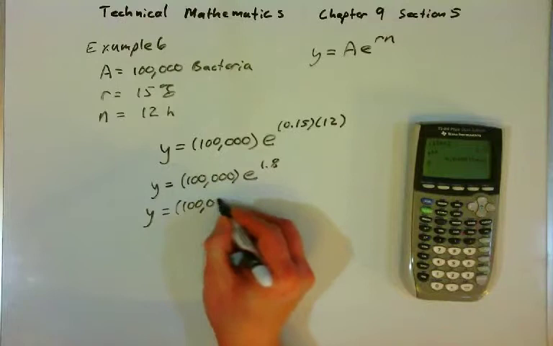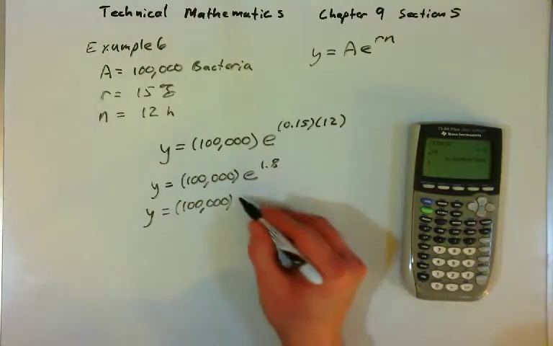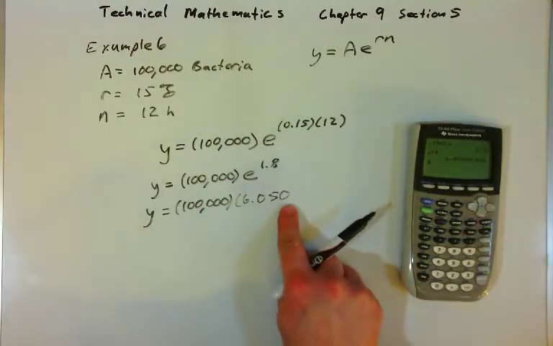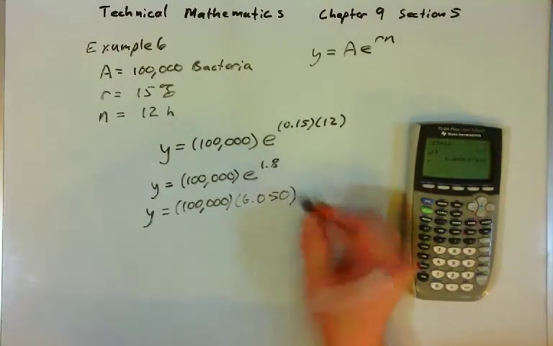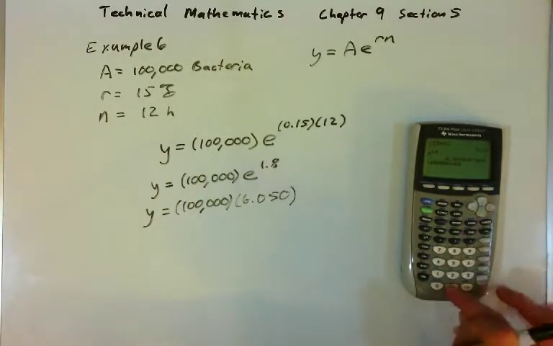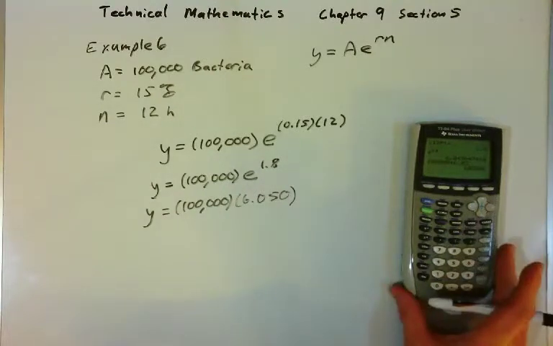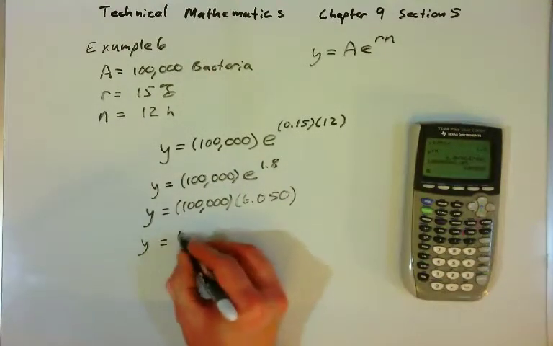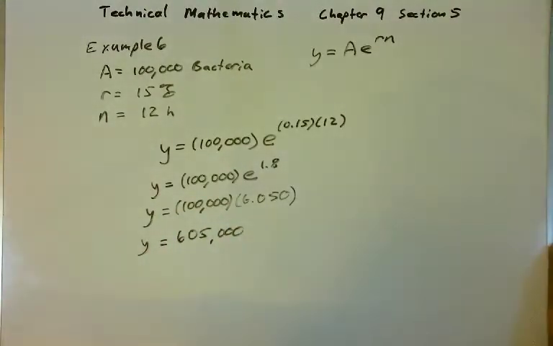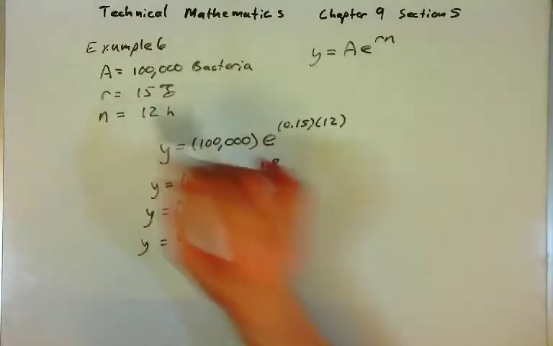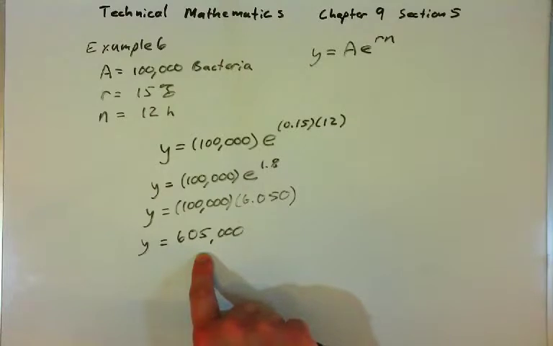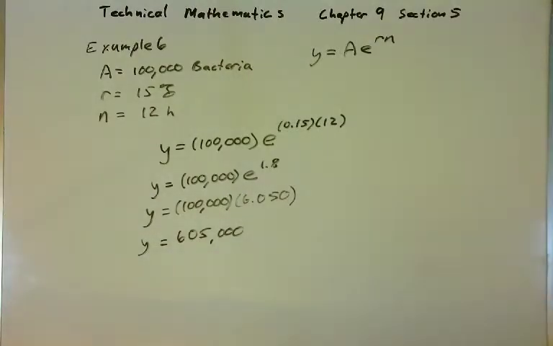So it's going to be 100,000 times 6.05, and 0, because that 49 rounds up to a 50. And now we'll multiply 100,000 times 6.05, and we get 605,000. So you can see at continuous growth at 15% per hour, after 12 hours, the population of the bacteria is more than 6 times the original population.